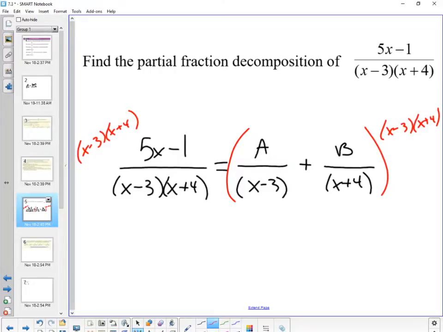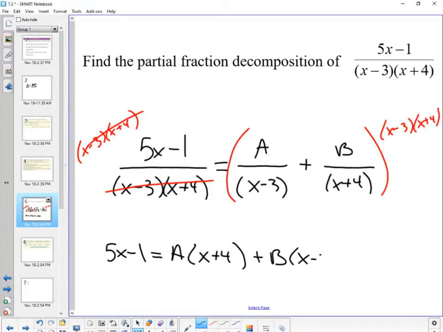So this will make a 1, and I'm throwing air quotes there for my cancel. That will leave me with 5x minus 1, correct? Now as I distribute the other part, the x minus 3's will cancel, won't they? Yes. So we'll end up with a times x plus 4. And I will end up with plus b times x minus 3. Give you guys a little bit to process that.